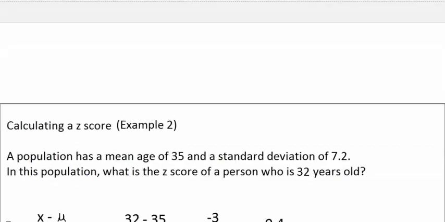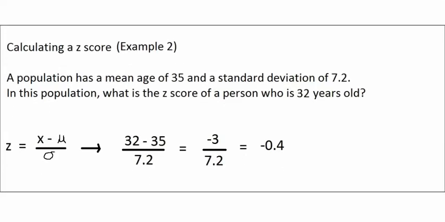Here's one more example. So here, a population has a mean age of 35 and a standard deviation of 7.2. We want to know in this population, what's the z-score of a person who's 32 years old? So it's going to just be the same formula, 32 minus the mean of 35, which is here, divided by the standard deviation of 7.2, which is here, and we get negative 3 divided by 7.2, which is negative 0.4, and that's the z-score.